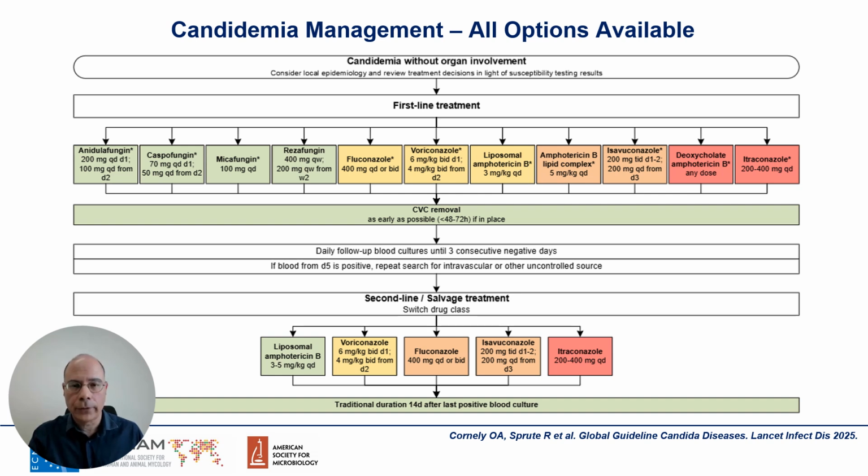Persistent candidemia, defined as a positive blood culture for 3 days or longer, should prompt a search for an intravascular focus of infection, such as endocarditis, infected thrombus, or implanted device. Other possible reasons for persistent infection include an undrained abscess, deep-seated infection, or infection with an echinocandin-resistant Candida strain. Second-line or salvage treatment in this situation is based on liposomal amphotericin B, dosed at 3 to 5 milligrams per kilogram daily.